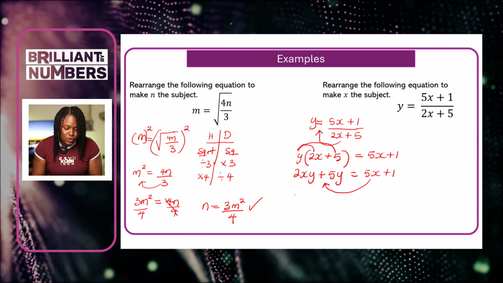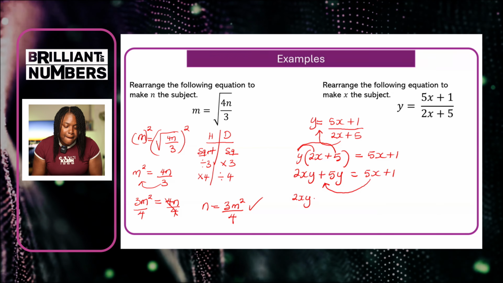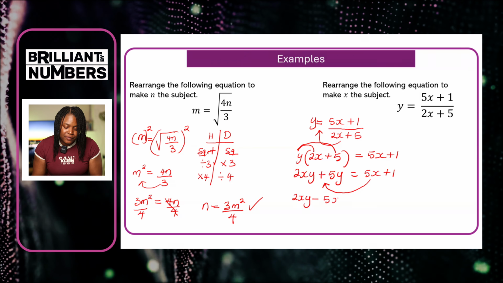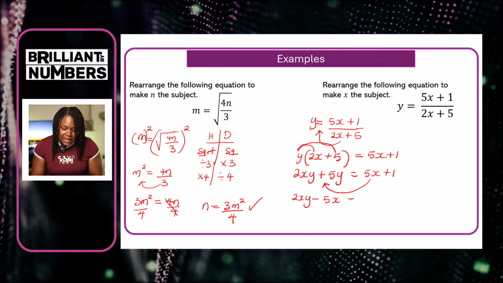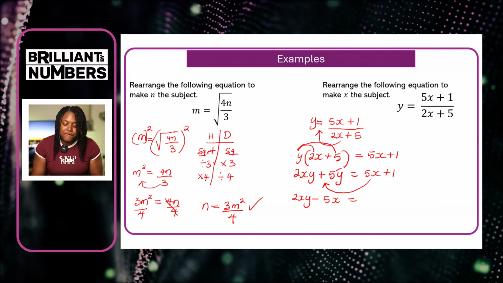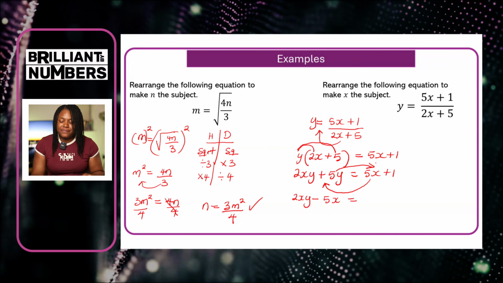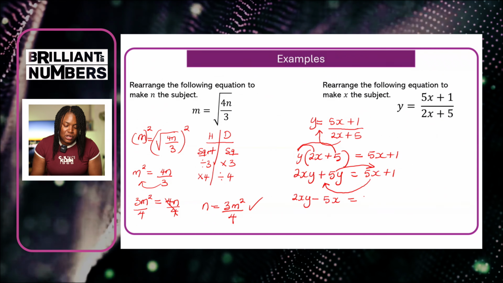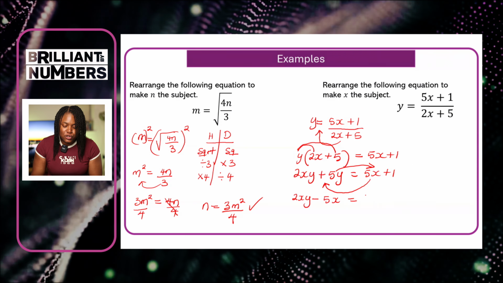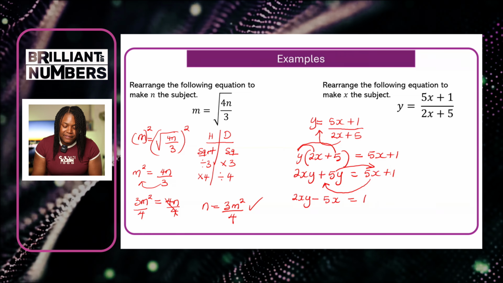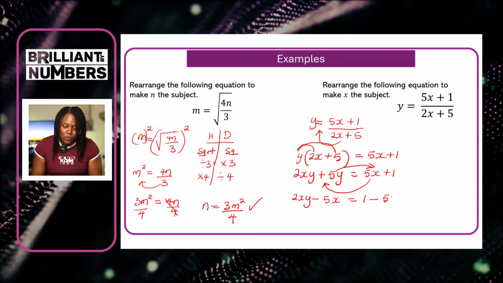So let's do that first. So we've got 2xy minus 5x, very close to bringing the x together. And then I'm going to put the positive 5y on the other side, which is now going to be a minus 5y. So it's going to be 1, which we had left here, minus 5y.